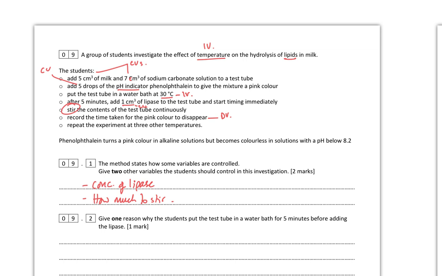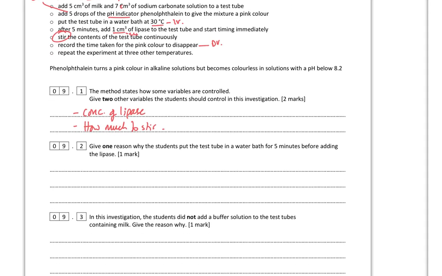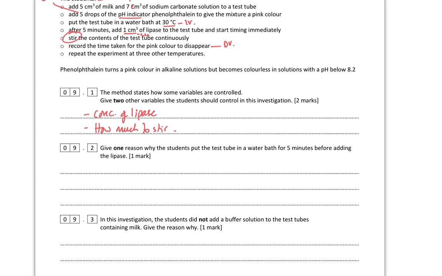They also allow the same person to judge when the solution loses pink. Yeah, it's quite subjective, isn't it? People have different opinions, so that would also be valid. Normally, you don't get a mark for the same person, but if it's like a visual colour change, then appreciating that different people have different opinions is valid.